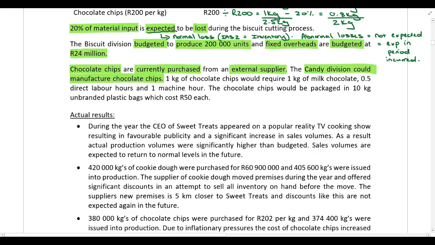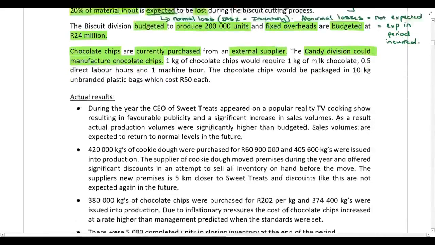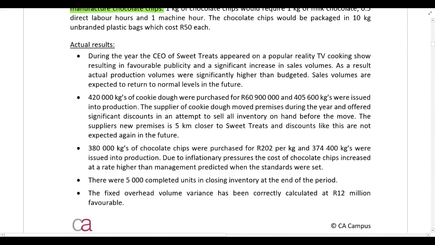All right, so currently the chocolate chips that they use in their production process are purchased from an external supplier. However, they could also be purchased from the candy division. You've then been given the actual results.